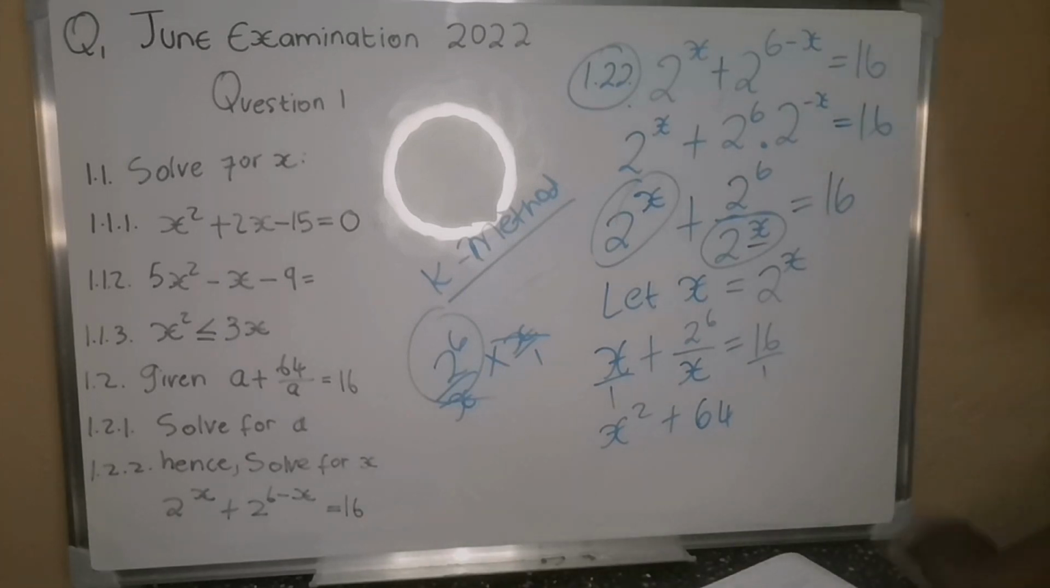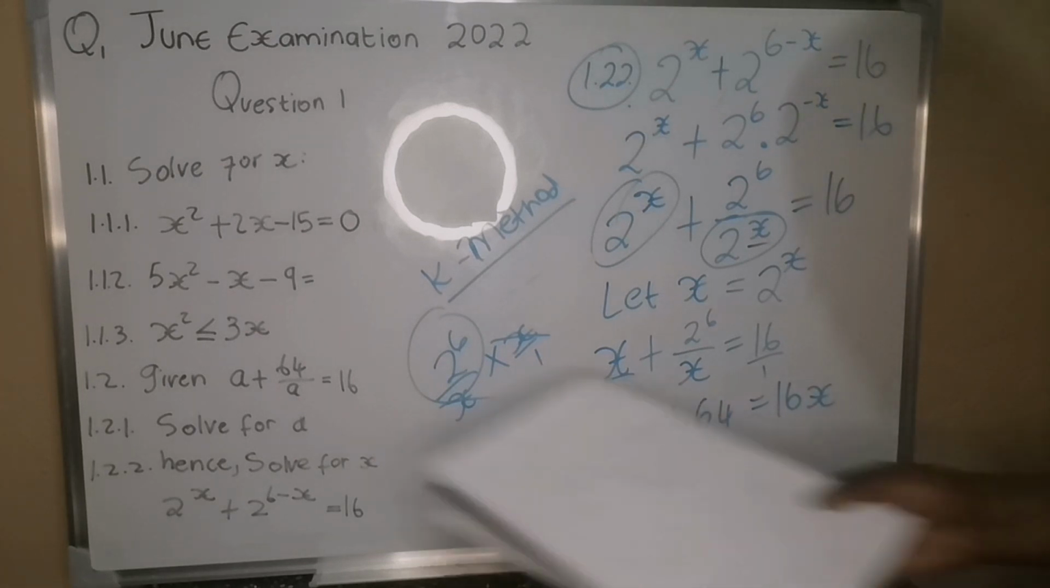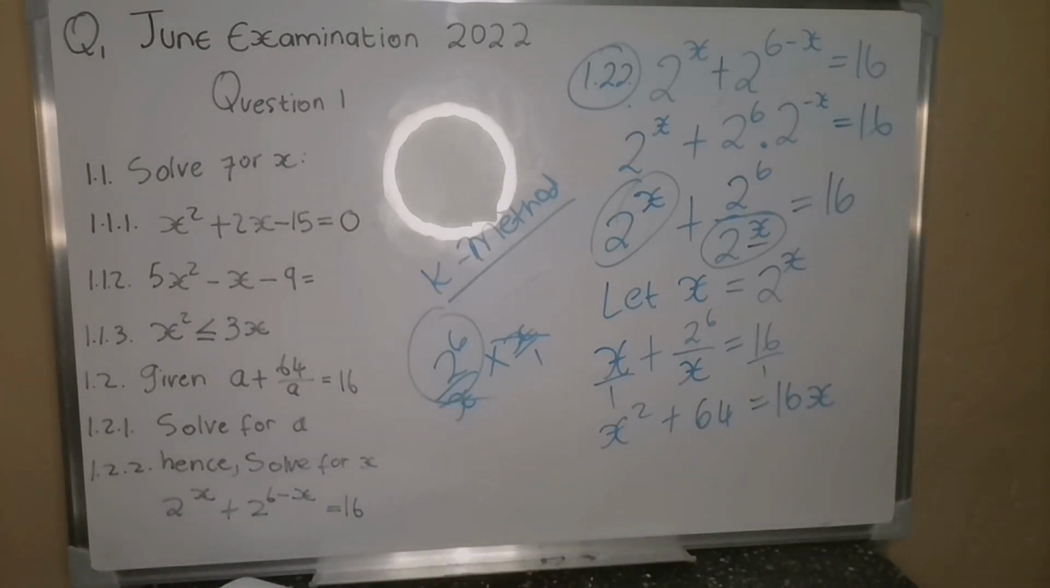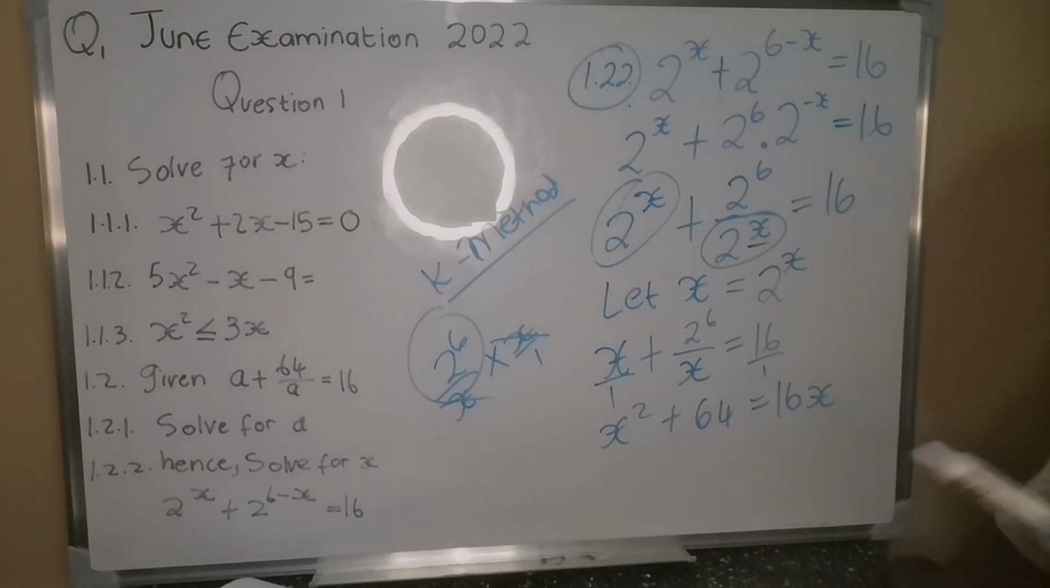64. Now, 16 times x is equal to 16x. Now I can see that I have a squared here. That means I might have a quadratic equation, but I'm not convinced enough that this is a quadratic equation. How do you know that this is a quadratic equation?